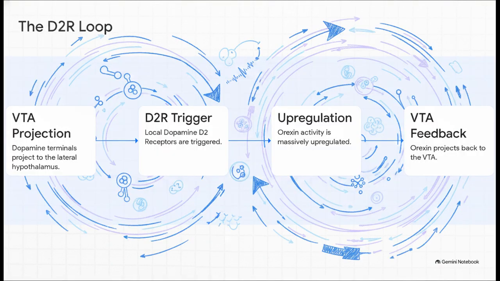Now watch how this builds into a highly nonlinear, self-sustaining, closed-loop engine. It maps directly onto GPCR receptor kinetics via the D2R loop. VTA dopaminergic terminals project to the lateral hypothalamus, triggering local dopamine D2 receptors. This massively upregulates local orexigenic activity, which then projects right back to the VTA to sustain the engine. It's perfectly synchronized. The activation of one node immediately fires the other in direct response.